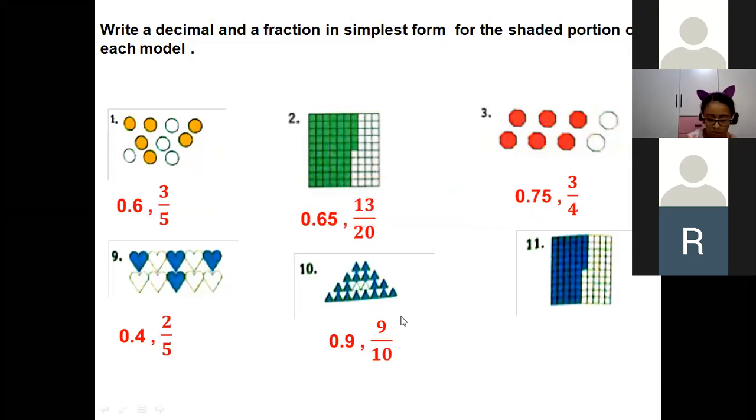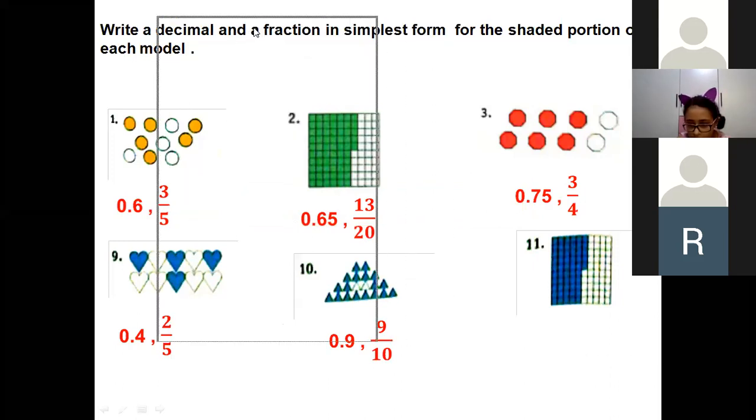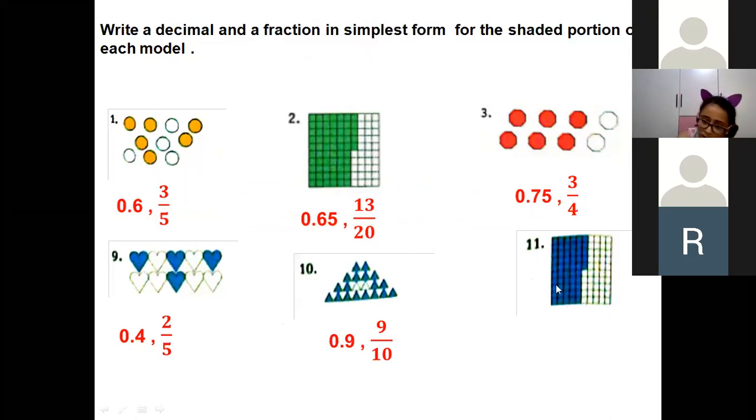Okay, let me go to the last one, Amira. I know we don't have time. Yes, teacher. Yes, Amira, yalla, let's do the last one. Number 11 here. I can't hear you very well, Amira. Your voice is very far and low.